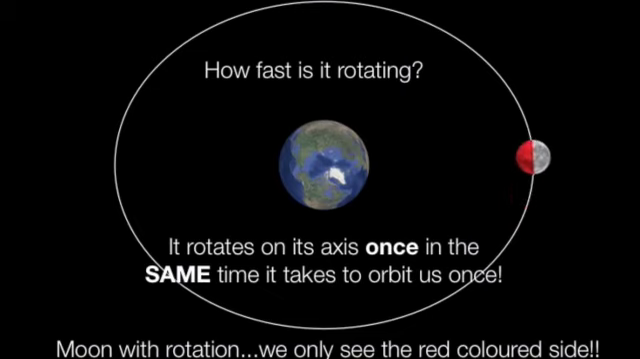Think back to that first example they gave us when it wasn't rotating, how we saw both the red and the white side of the moon. So it's ever so slowly turning and rotating as it revolves. That's synchronous rotation.